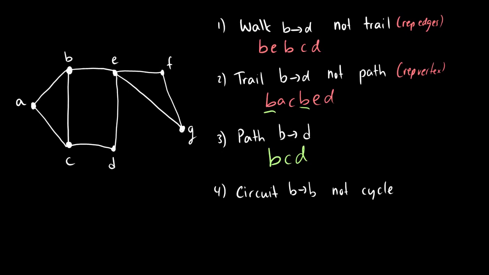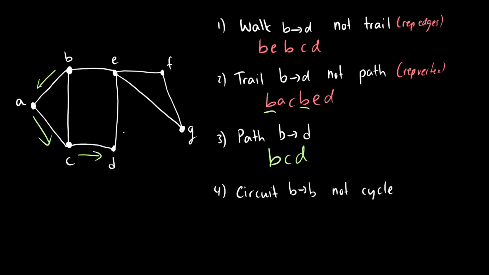So, let's go from B to B with a circuit, but it can't be a cycle. So what does that mean? It means it's a closed trail that is not a closed path. So, we have to only use each edge once, but we also have to repeat a vertex somewhere. So let's go from B to A, and then A to C. Now we can't go back to B, because then it would be a cycle. So we have to repeat a vertex somewhere. So we can't go back to B, so let's go to D.